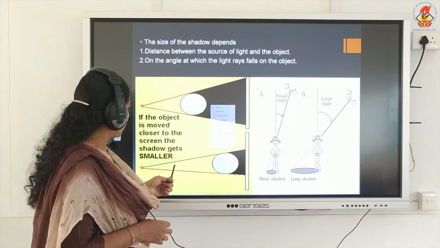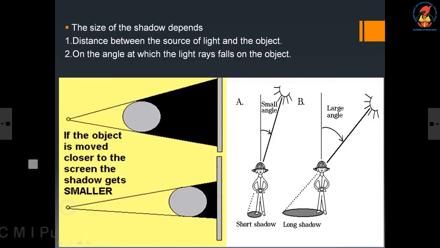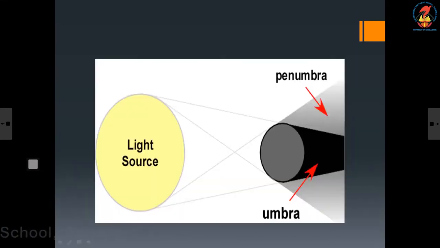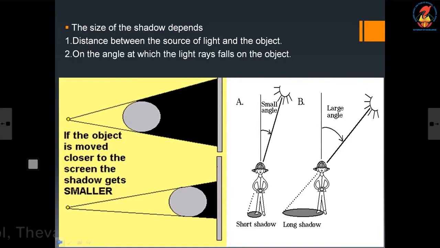Now, in the second one, this one is a source of light, this one is an opaque object. Now, the distance between the opaque object and the source of the light is more. So, the shadow obtained on the screen is smaller.